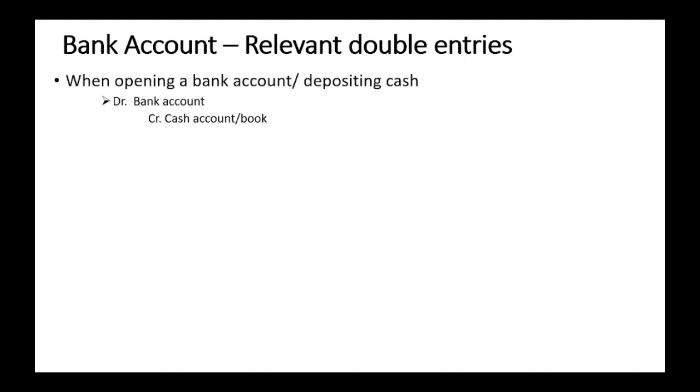First one, when depositing cash, the amount in the bank goes up. So, increasing an asset is debit. Cash in the business goes down. Therefore, decreasing an asset is credit. Now you can understand the double entry here: when opening or depositing cash, debit the bank account, credit the cash account, or you can call it the cash book.